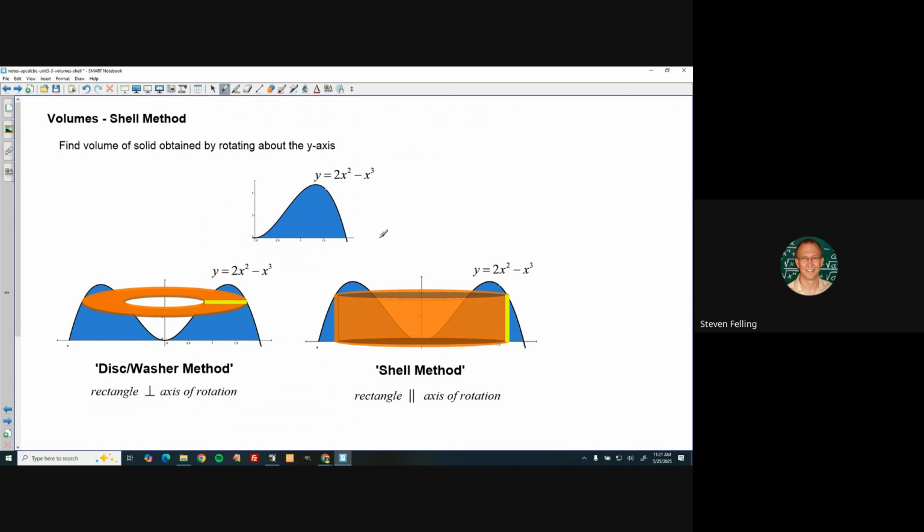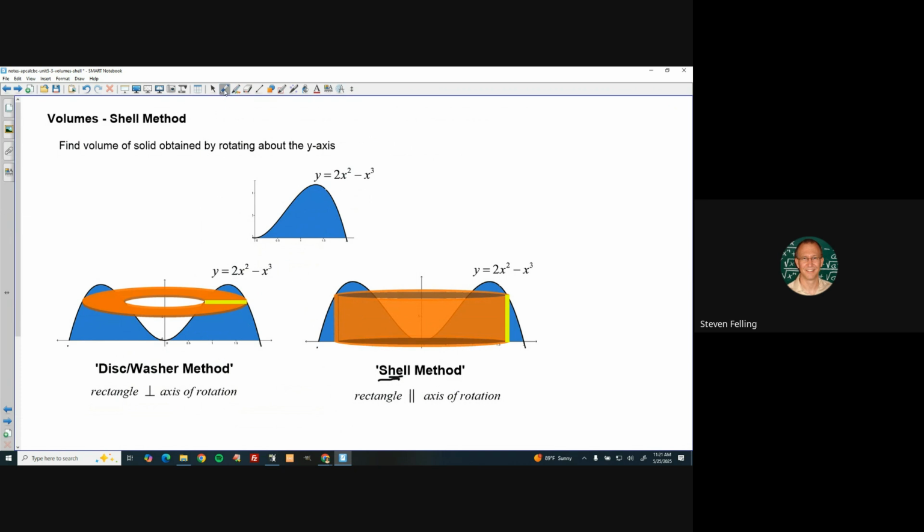The reason that we had to solve for x is because the rectangle was perpendicular to the axis of rotation. What if we decided to put the rectangle parallel to the axis of rotation? If we did that, then the dimensions there would be in the y direction, which means we wouldn't have to resolve this equation. And when we do that, that's called the shell method. The difference is that the rectangle is placed parallel to the axis of rotation.